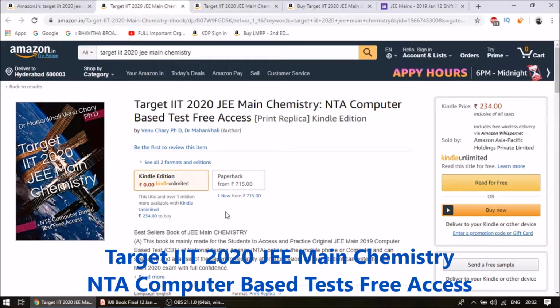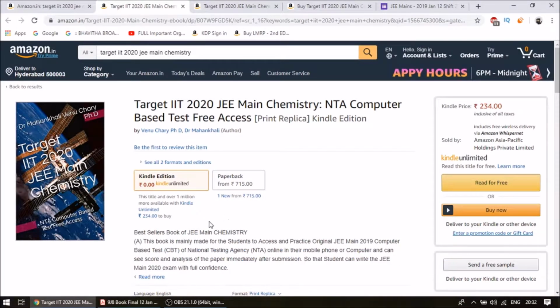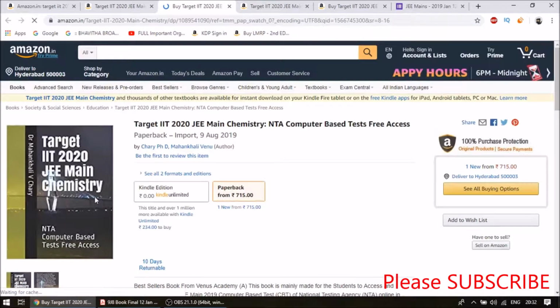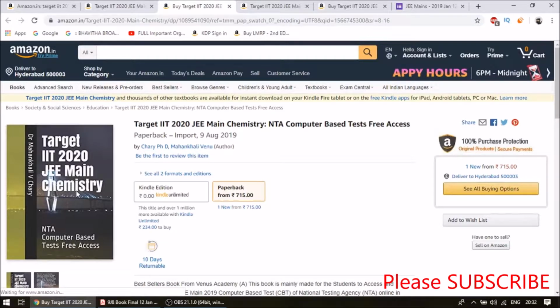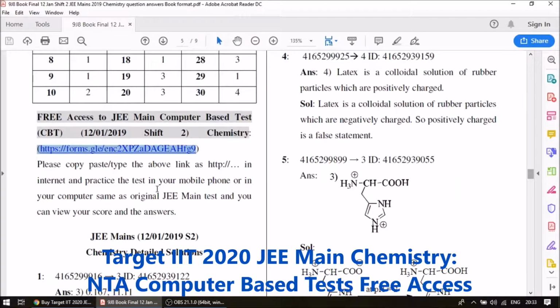Dear friends, there are two formats available. One is the Kindle edition and the other one is the paperback edition. You can buy the Kindle edition, where you can read it online. Let us see the paperback book also. Yes friends, this is the Target IIT 2020 JEE Main Chemistry book, where NTA computer based tests are available for free access. In that book there is a link, http forms.gle.